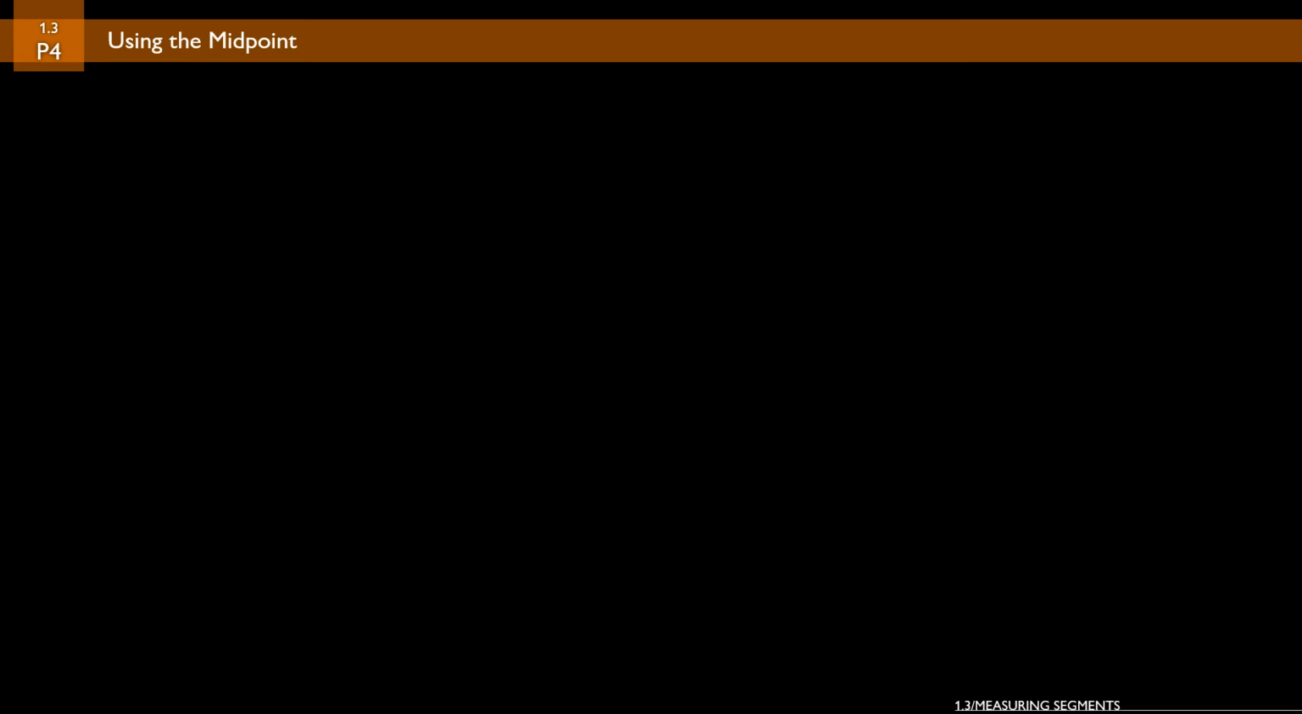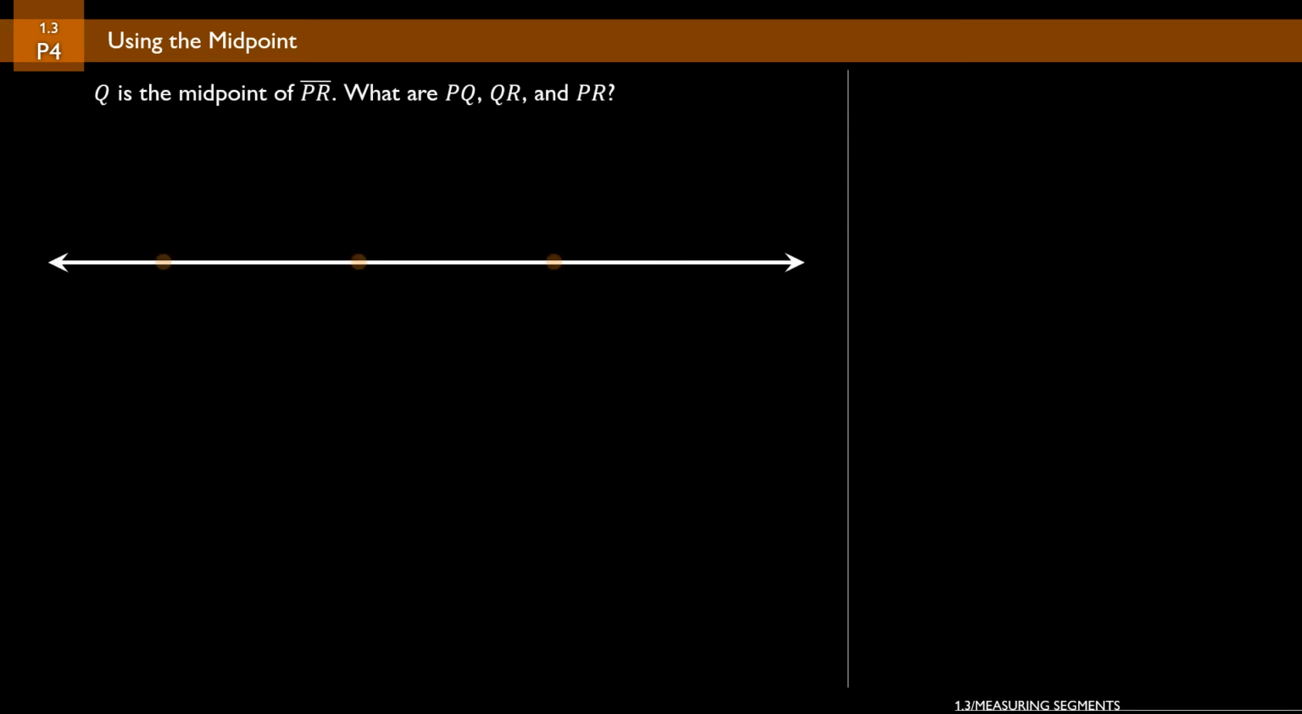In this final question, we're given the information that Q is the midpoint of segment PR. So we're asked to find out what are PQ, QR, and PR. If we know that Q is the midpoint of PR, we know that Q lies directly in the center between P and R, which means that the distance between P and Q and the distance between Q and R are equal. So the first thing that we want to do is go ahead and throw in those congruency markings so that we remember this.